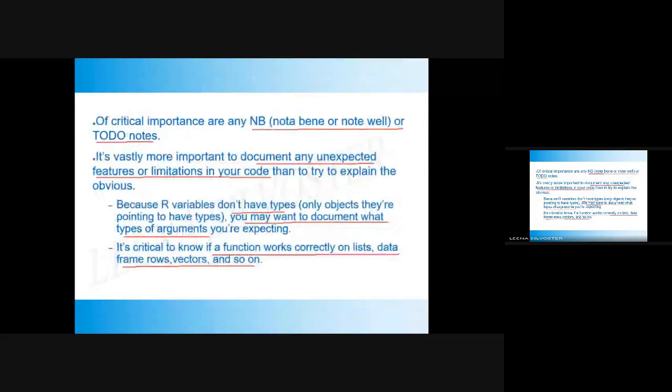Another important point to be noted is NB, or "nota bene", meaning "note well". It will document any unexpected features or limitations in your code. For example, in R, variables don't have any types. So in the documentation, you have to document the type of the variables and its arguments.